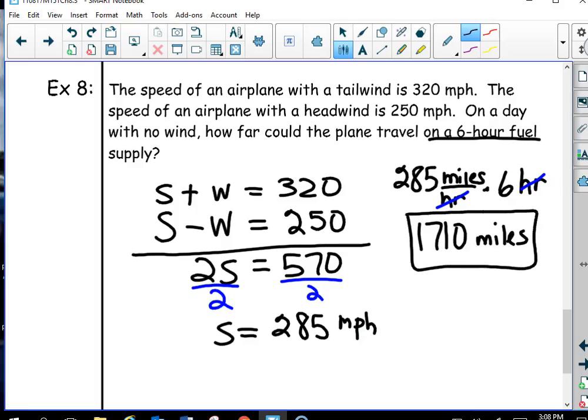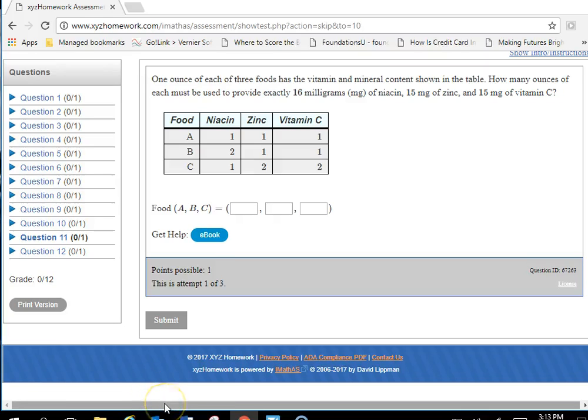Okay, last thing, I'm going to pause the video and go to the quiz site because I want to show you how to set up one of the problems. I'm not going to do it, but setting it up is tricky. Okay, so this is one of the quizzes, and all I'm going to do is set up the matrix, and then you can go ahead and solve it. So they say 1 ounce of each of 3 foods has the vitamin mineral content shown in the table. How many ounces of each must be used to provide exactly 16 milligrams of niacin, 15 milligrams of zinc, and 15 milligrams of vitamin C?